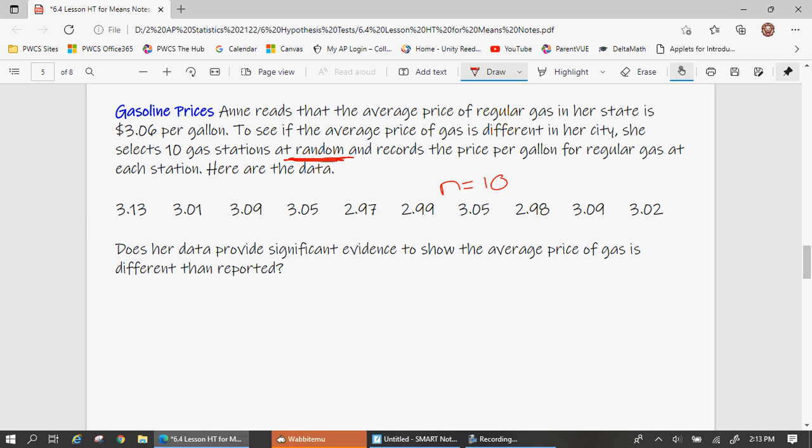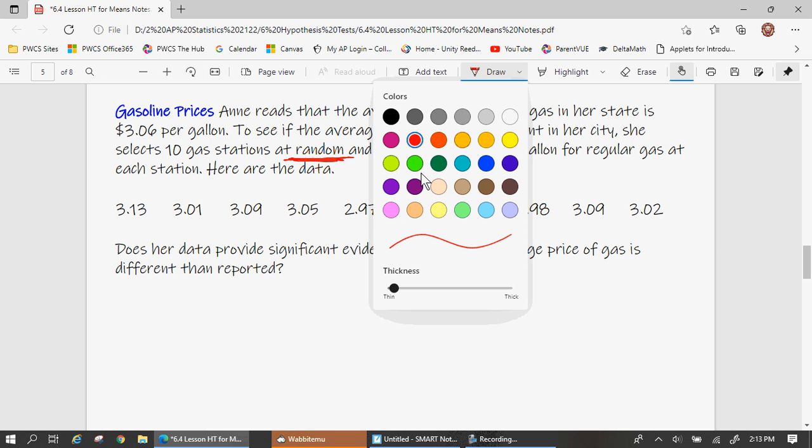So we satisfied our conditions. Let's write a set of hypotheses.